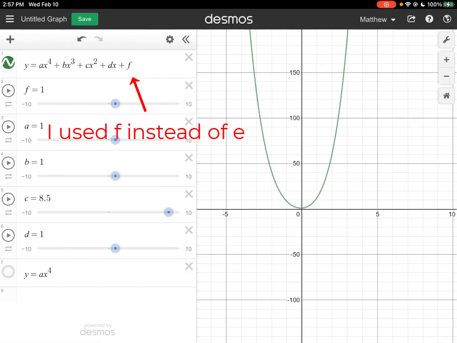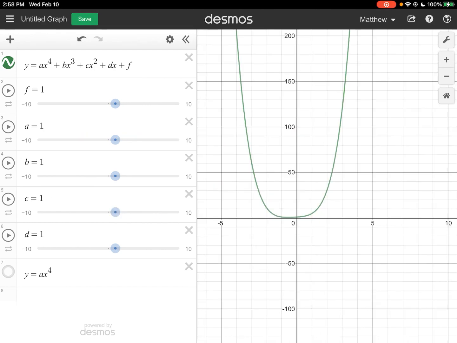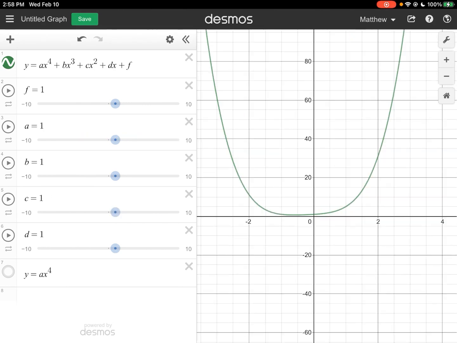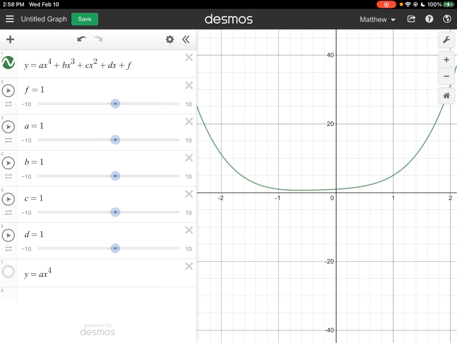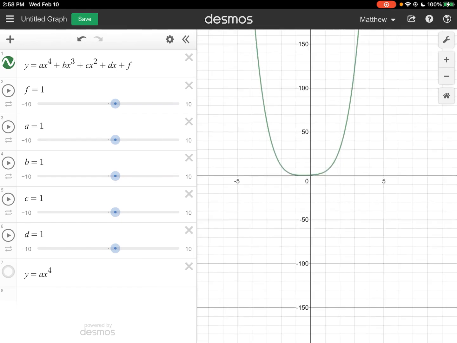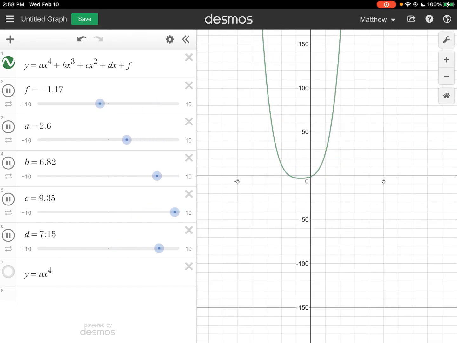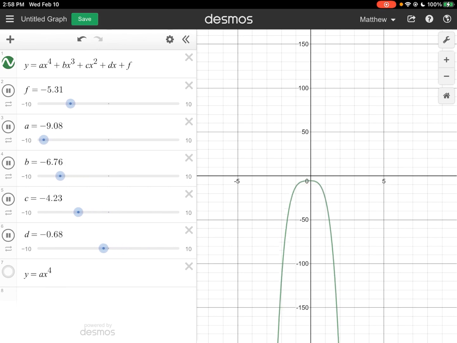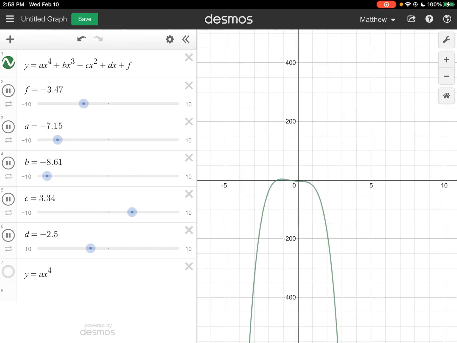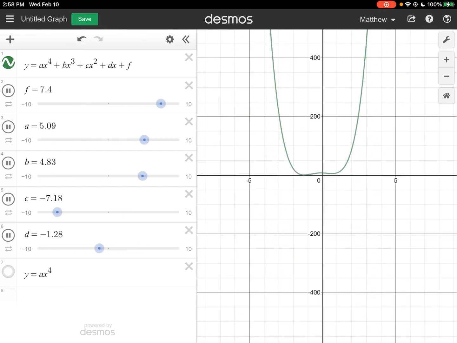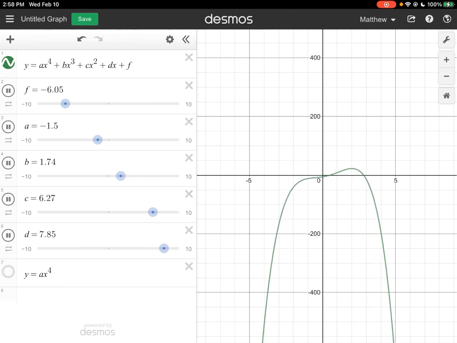Okay, so here's a polynomial where if all of the coefficients are all 1s, we get this shape. Notice it has no x-intercepts. So not every polynomial has to have x-intercepts. I'm just going to hit play on these parameters and watch all the possible things that can happen. Let me change my vertical scale a little bit. As we're seeing a whole bunch of different 4th degree polynomials, I want you to notice a few things.